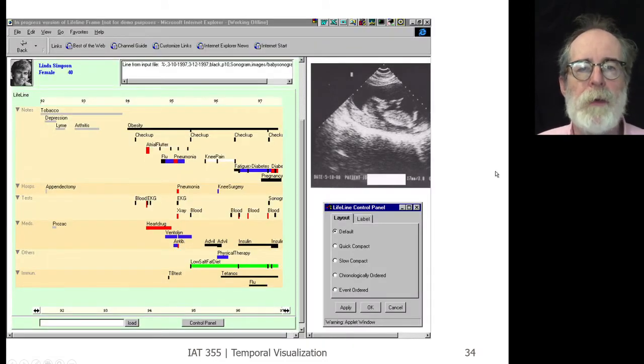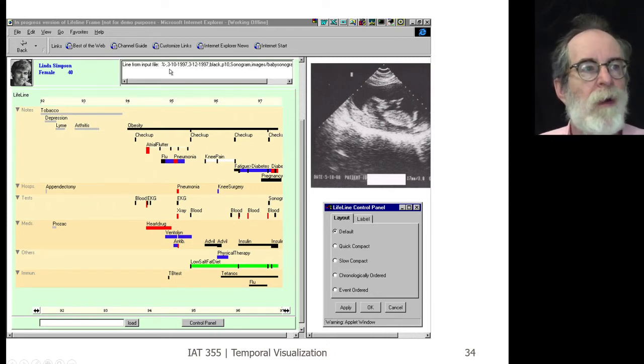Perhaps a little bit less challenging set of circumstances is shown here. This is Linda Simpson, a relative of Bart, perhaps, and this is Lifelines used for medical histories. And once again, you can see categories of the medical history of Linda Simpson here. We have immunizations, other events, medications, medical tests that have been taken, hospitalizations, and notes. So this person's a tobacco user, they had Lyme disease, arthritis, and obesity.